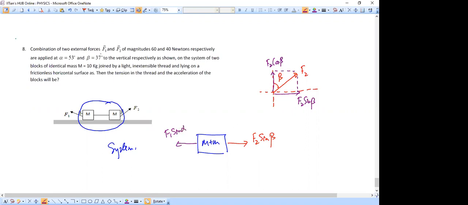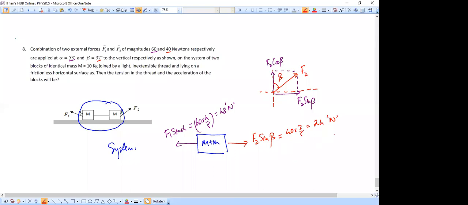Now work out the values. What is F1 sine alpha? It is 60 sine 53. So that is how much? 60 into sine 53, which is 4 by 5, so 48 newtons. And this one is 40 sine 37, so 40 into 3 by 5. So that is 24 newtons.